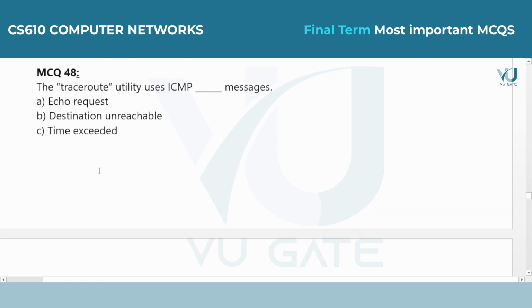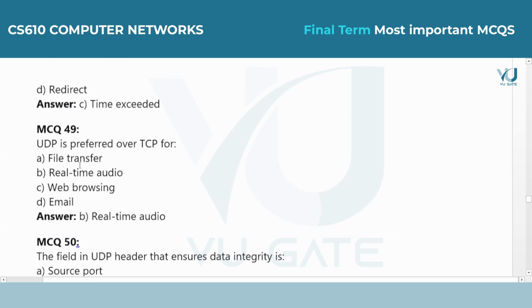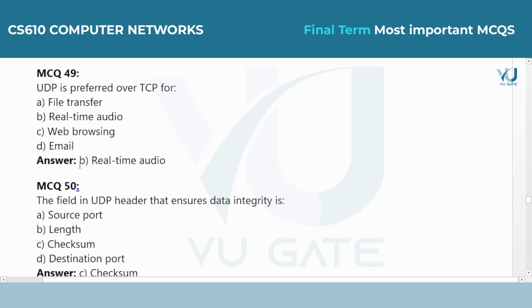MCQ 48. The traceroute utility uses ICMP messages. Answer: C. Time exceeded concept. Traceroute sends packets with increasing TTL values, forcing each router along the path to send back a time exceeded message so the path can be mapped. MCQ 49. UDP is preferred over TCP for. Answer: B. Real-time audio concept. Real-time apps prefer UDP because it has less overhead. A slight data loss is better than the delay caused by TCP's retransmissions.